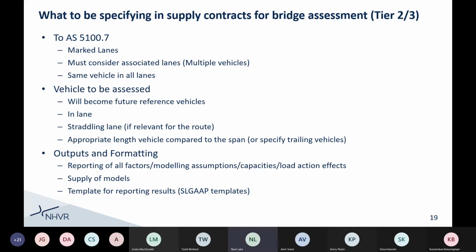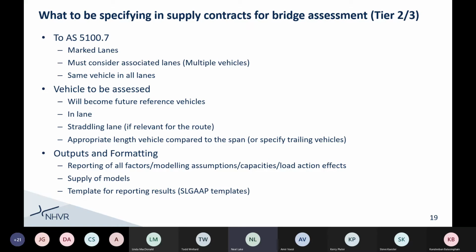All right, so what should we be specifying in supply contracts for bridge assessment? Now, I'm particularly talking about tier 2 and tier 3 here, and I'm really focused on that capacity assessment. Here are just a few of the things that I think are important. Obviously, we want to do it to AS 5100 Part 7. Specifying that we're using marked lanes, I think, is an important thing to get good outcomes. And it's important that we specify that associated lanes must be considered. So that's multiple vehicles. And also that, whatever vehicle is being assessed, we should have the same vehicle in all lanes. I've talked about that issue, particularly in the previous webinar, but that's an important thing to be specifying.